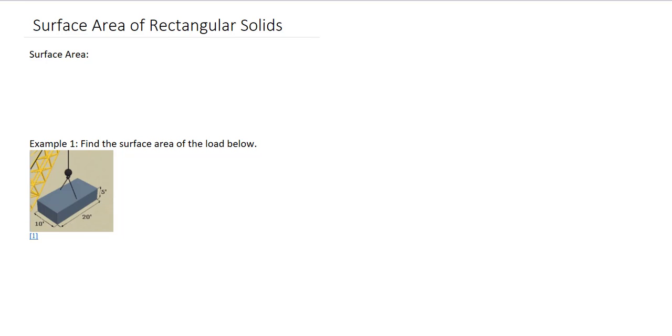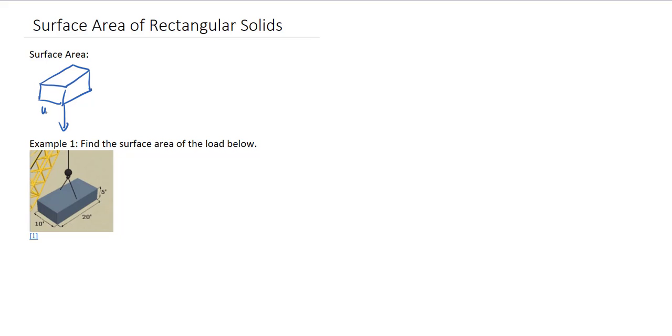Surface area of rectangular solids. So the surface area, in terms of the formula, let's go over a few things so we understand what the formula means when we look at it. If we have a shape like the one below, not as good of a drawing, but here it is, you have a couple different things.